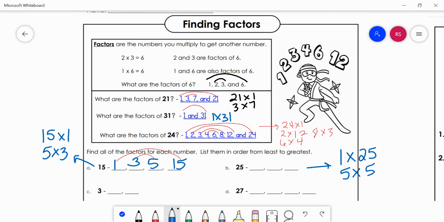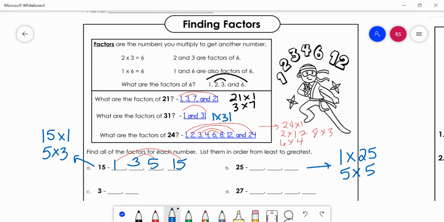5 times 5. Now watch. If you ever have a double number, so what I mean by that is 5 times 5, 2 times 2, 4 times 4, 6 times 6. You do not list that number twice. You only list it once. So watch how I would list these, okay?